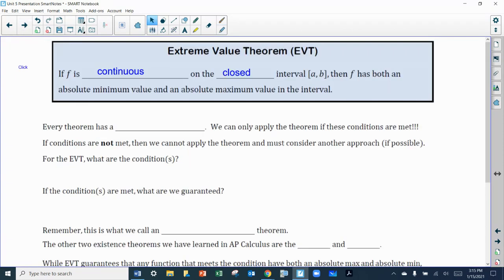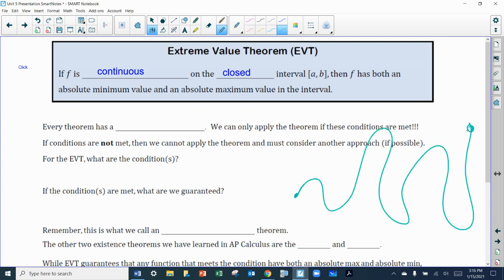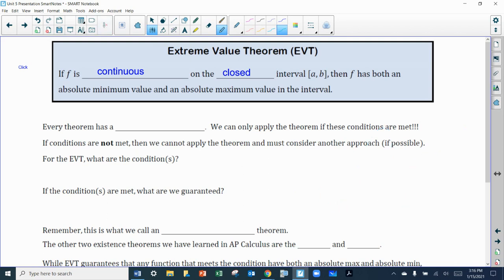Then we can guarantee you that there will be an absolute min and an absolute max. It's the only way possible to draw a function, right? If it has endpoints, it can do whatever it wants, but at some point it's going to begin and end, and there's clearly going to be an absolute max and an absolute min.